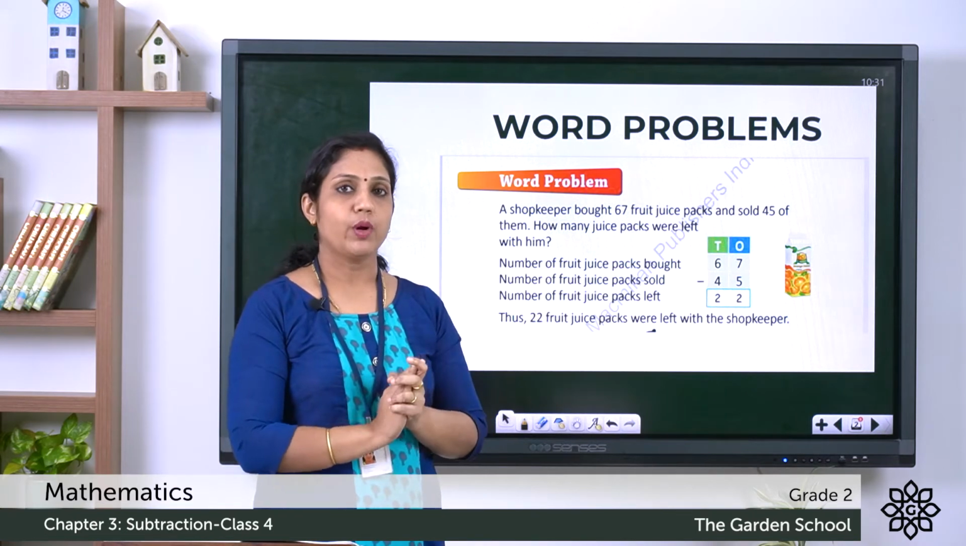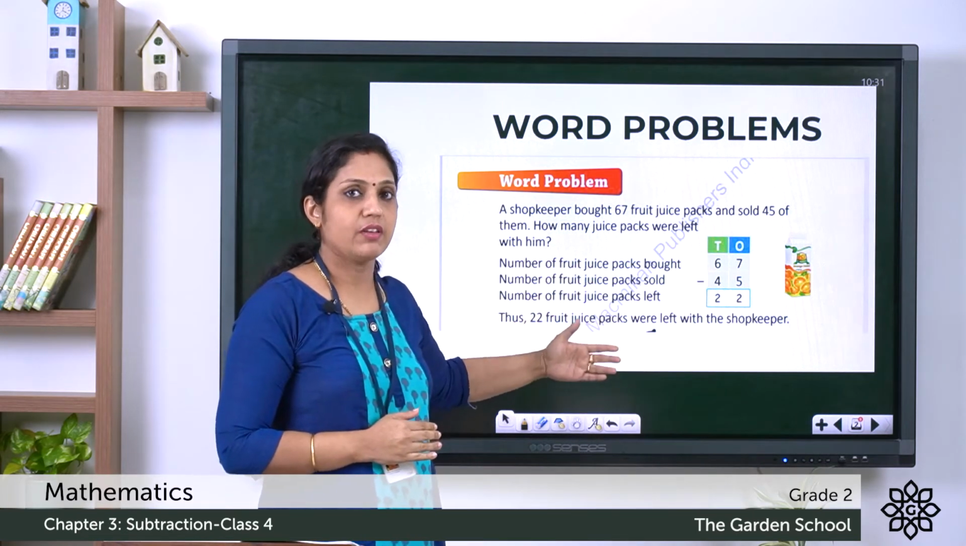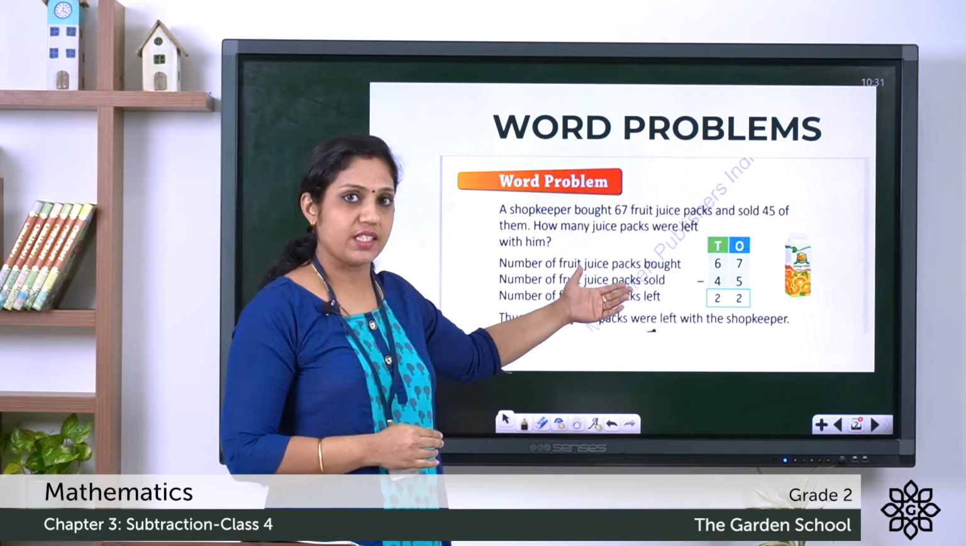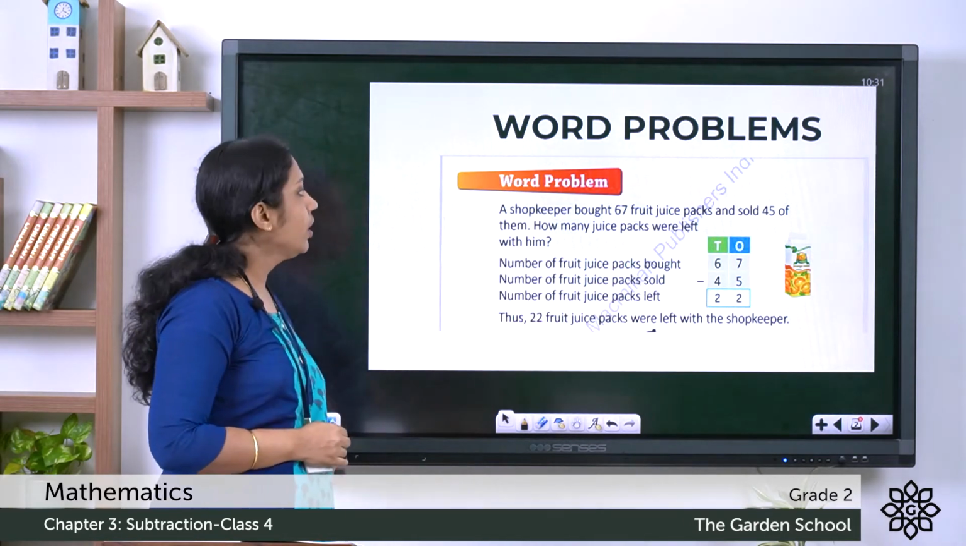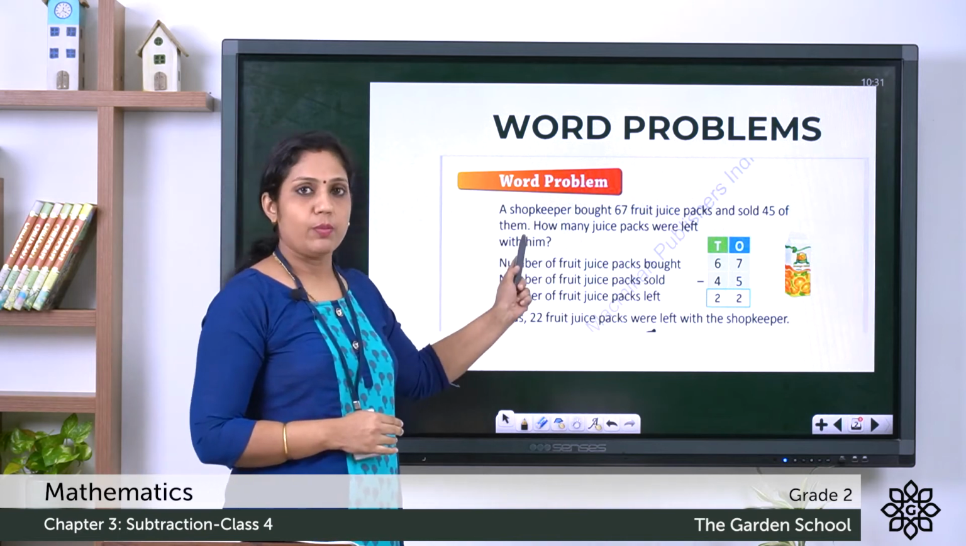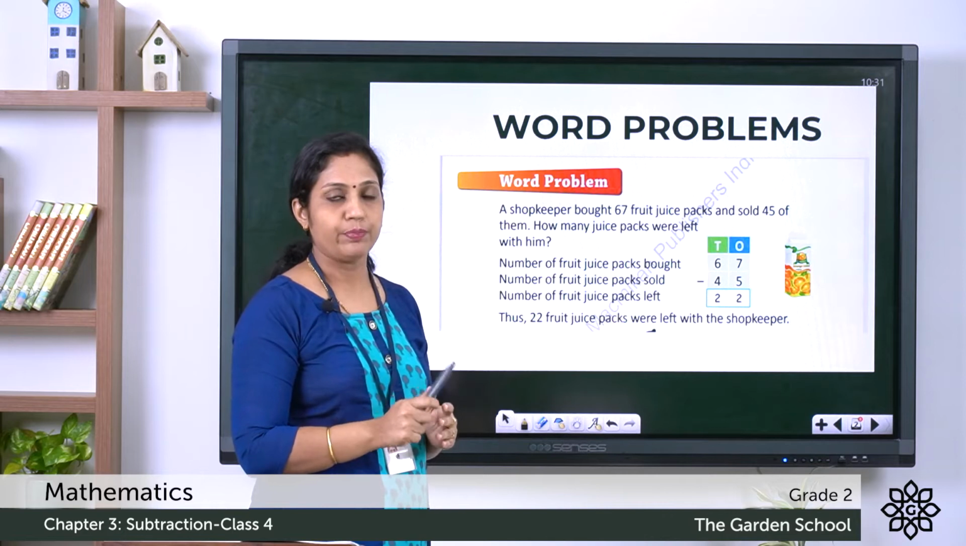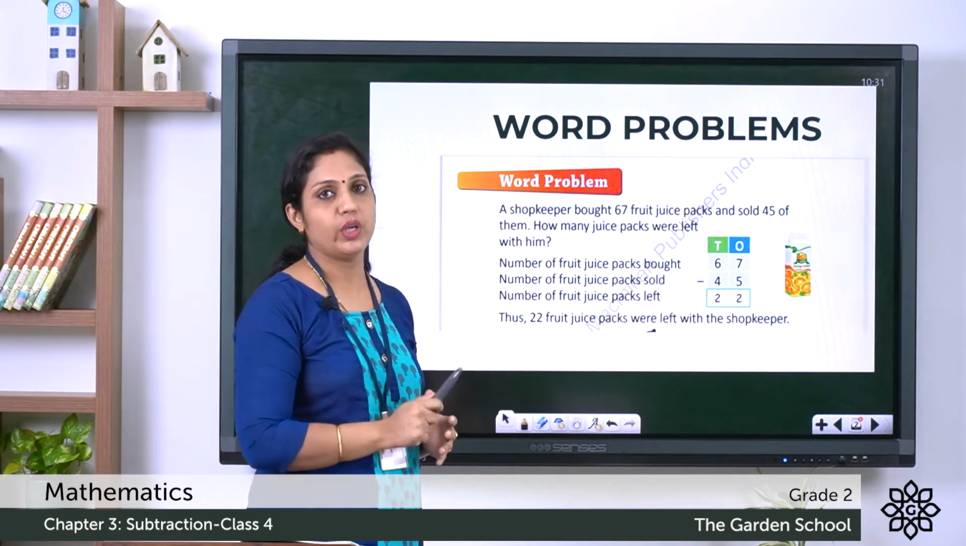For doing a word problem, we have to write the steps. We have already learned how to write steps in addition. So let's check that in subtraction now. Here, when you get a word problem, read the sentence 2 or 3 times till you understand it properly. And then find out what we have to do in that.